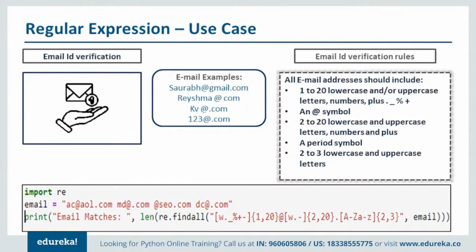Then @ is there. Similarly, the website name can be 2 to 20 characters, but special characters like percentage or plus will not be there. Hyphen can be there in the website name, that's for sure. And then after that we have com, and then letters, with the range 2 to 3. So this is how you will be able to identify whether the email you are using is valid or not.